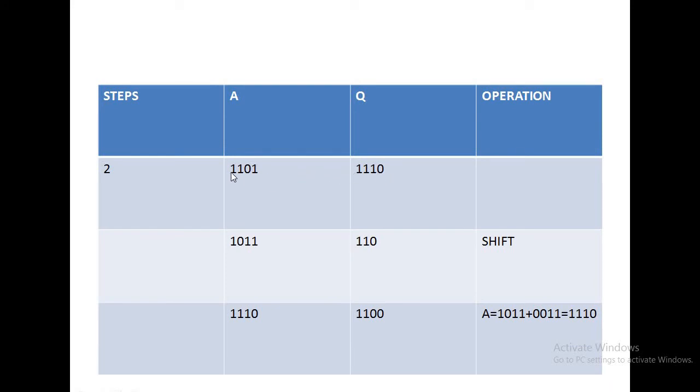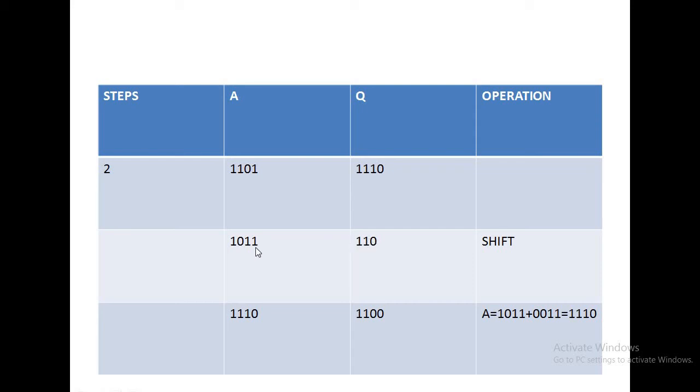Perform left shift. This one is lost. This one comes here. This 0 comes here. And this one comes here. And if I perform left shift operation on Q, this one comes here. Okay. Then 1 comes here, 1 comes here, 0 comes here.